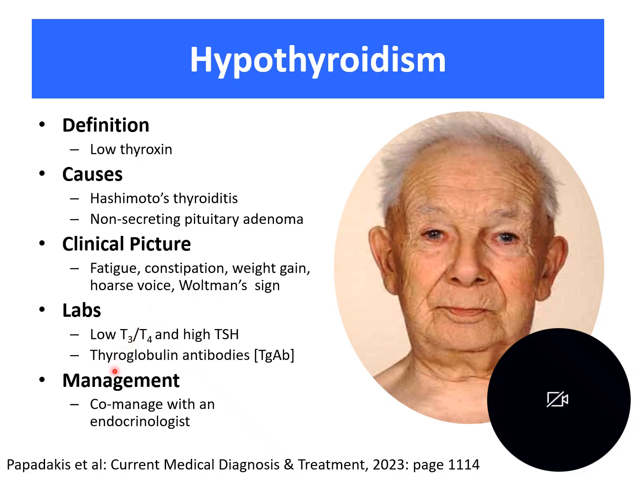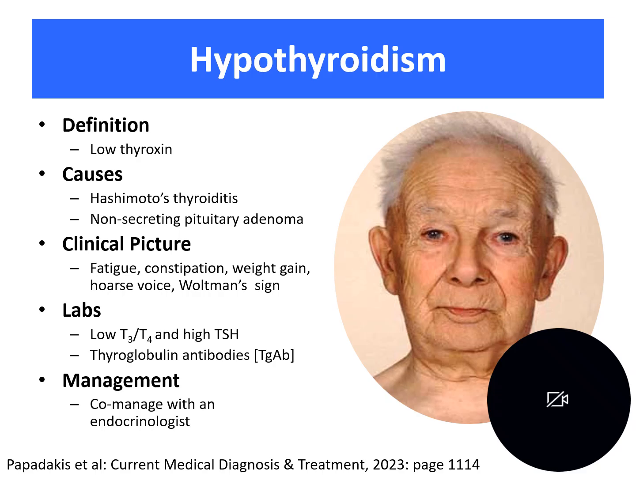In addition, you may find antibodies against the thyroglobulin molecule, TGAB, thyroglobulin antibodies. If you find thyroglobulin antibodies in the serum, this tells you that this patient probably had Hashimoto's thyroiditis years ago and was unrecognized. How do you manage this patient?